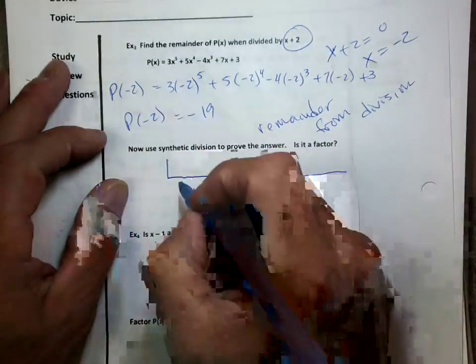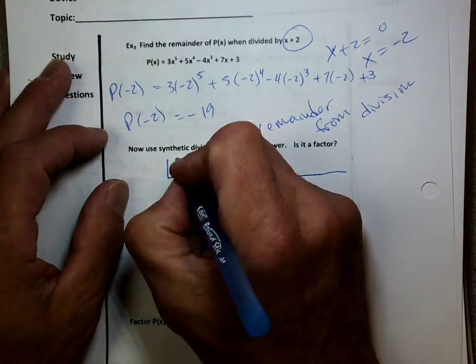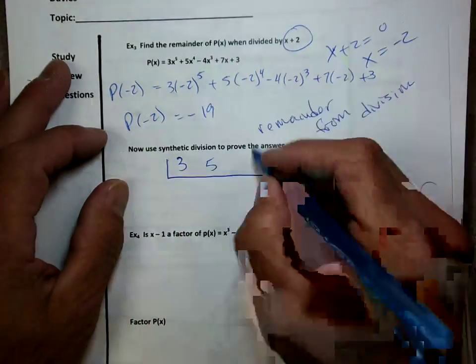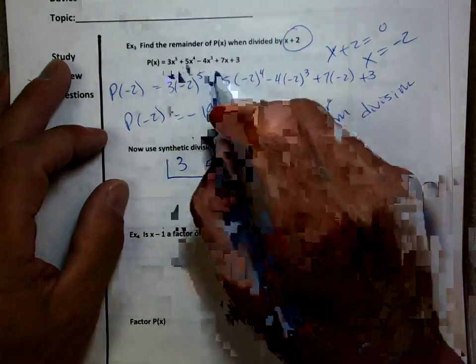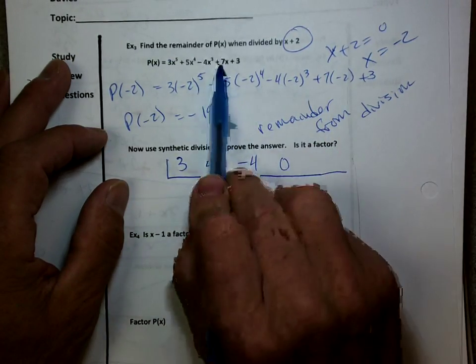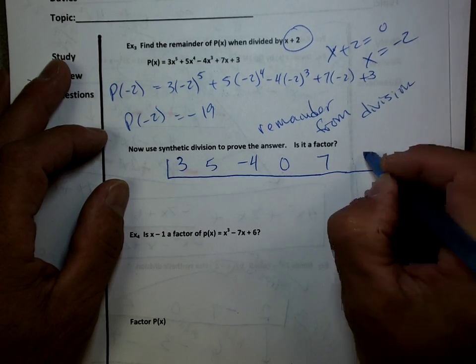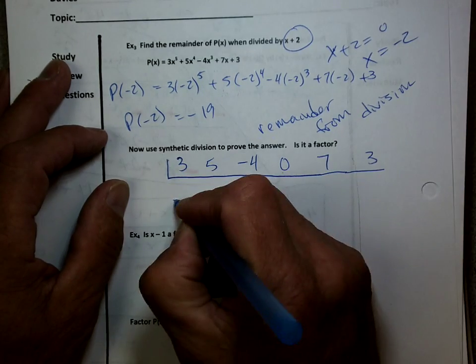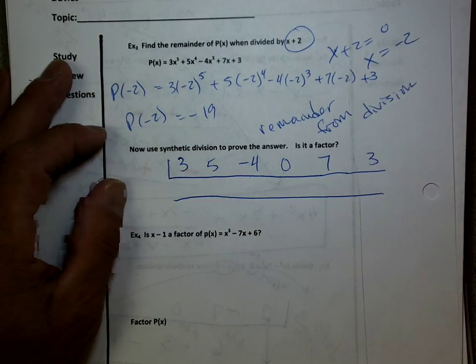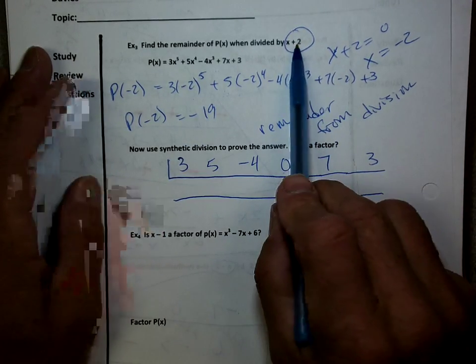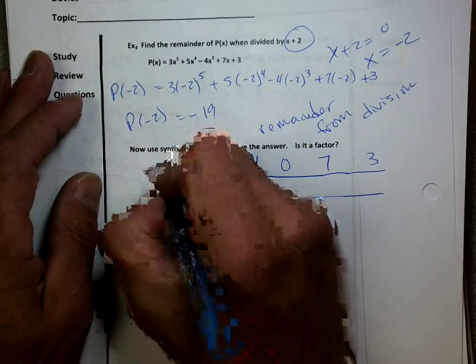I'm going to put my 3, 5, negative 4, 0, because there's no x squared term, so put a 0, 7, and 3. Okay, draw this line under it, because that's where I add and subtract. And instead of putting x plus 2, we put the opposite, we put a negative 2 out here. Okay, go ahead and set that up.